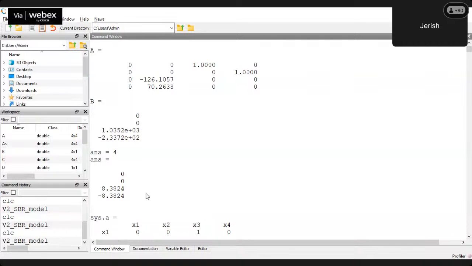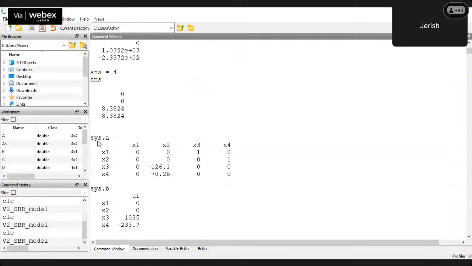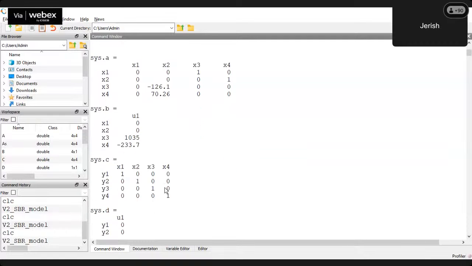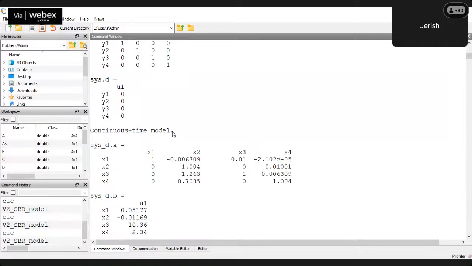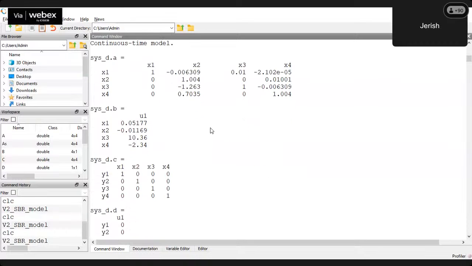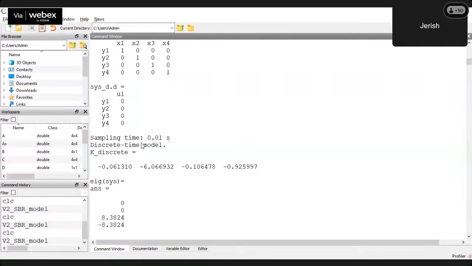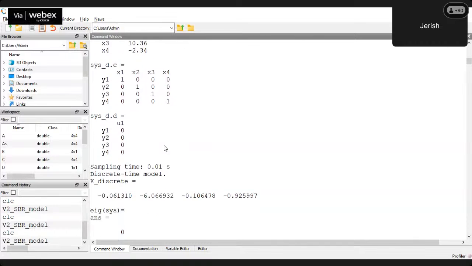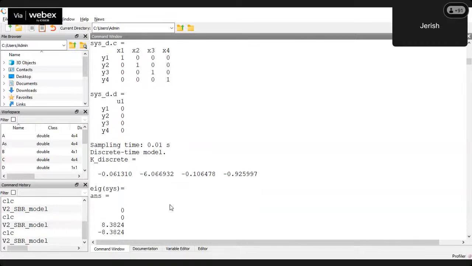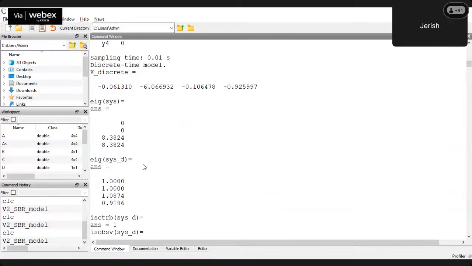Now, after defining the system, we can see the state space equations: A matrix, B matrix, same as we provided, C and D. This is the continuous time model. Now, when we discretize it, the Z transform is applied and the matrices will change since this is in the discrete domain. After we discretize it, we can observe the eigenvalues.